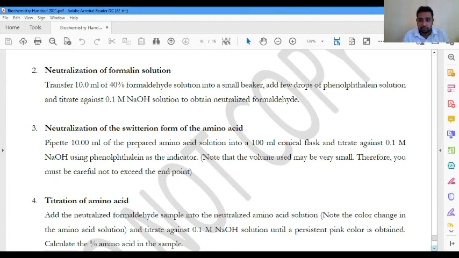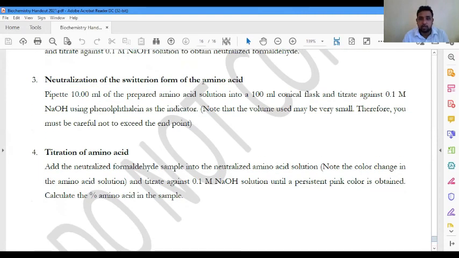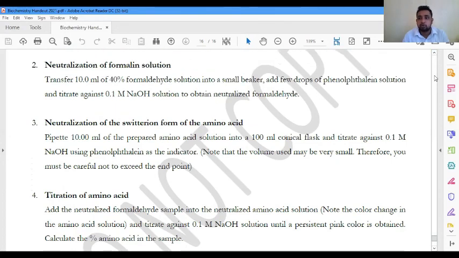If you have read this protocol clearly, there are three titrations. For all the titrations, you will use sodium hydroxide in the burette and different solutions in the conical flask. This is a little bit confusing, but it's not a very complex experiment. If you understand the theory well, it is very simple. This can appear in your exams, so please understand that. And if you have any questions, you are free to disturb me at any time.